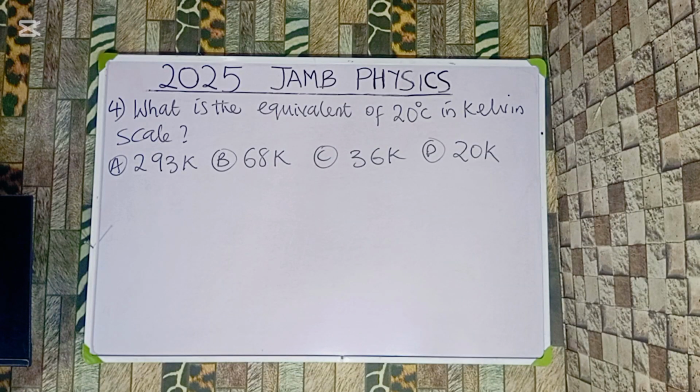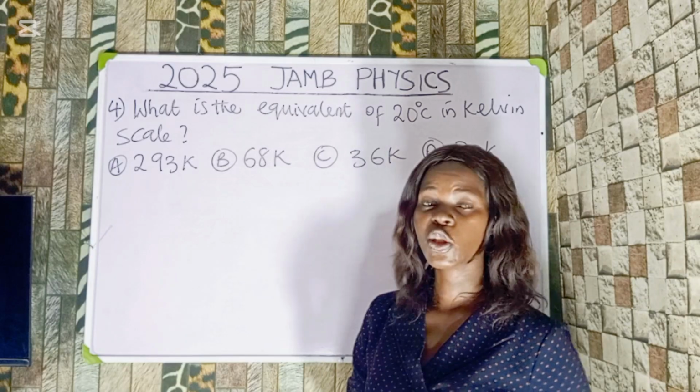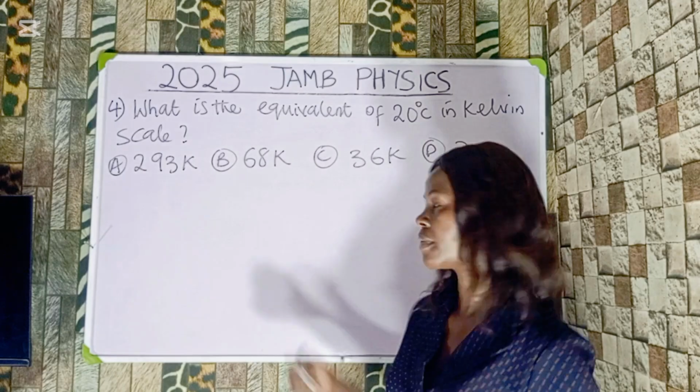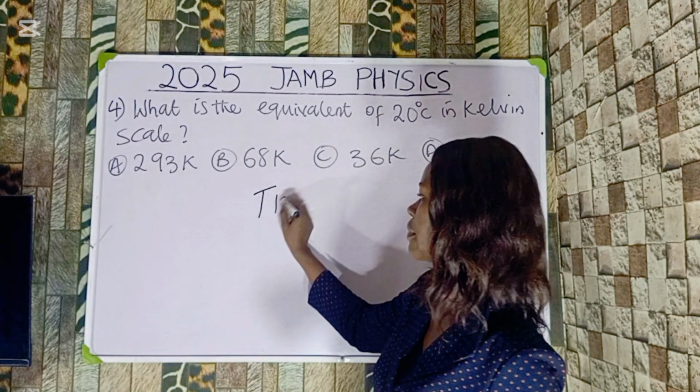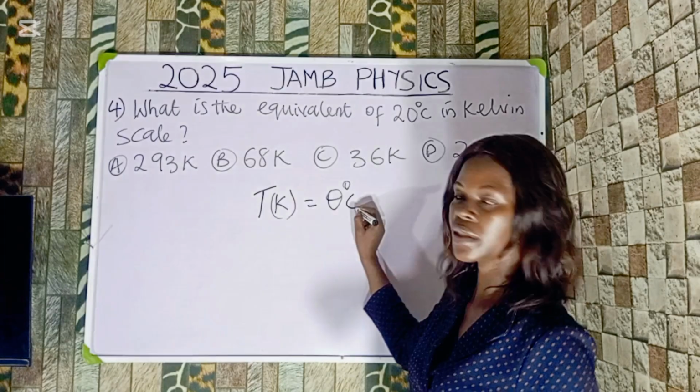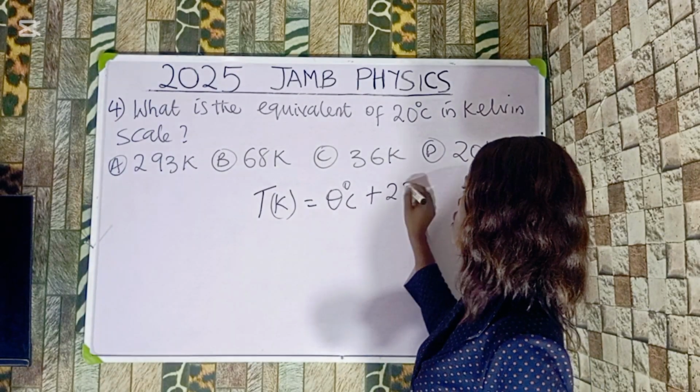What is the equivalent of 20 degrees Celsius in Kelvin scale? Option A, 293 Kelvin, option B 68 Kelvin, option C 36 Kelvin, and option D 20 Kelvin. We want to convert degrees Celsius to Kelvin simply by adding 273. So this absolute temperature, which is in Kelvin, is equal to theta, which is degrees Celsius, plus what?